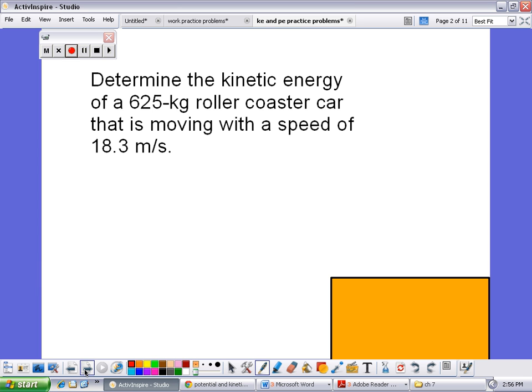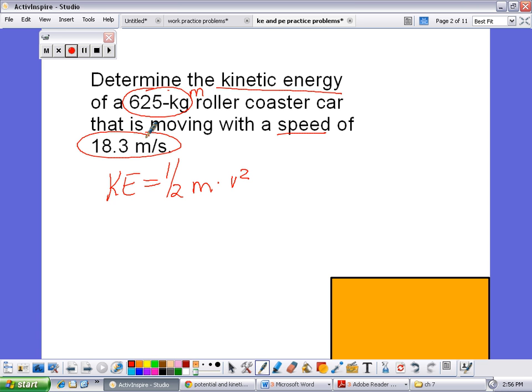So looking at this problem, it says determine the kinetic energy. So we are looking for kinetic energy, so we know that we are going to use KE equals 1/2 mass times velocity squared. So look at the information that they provide in the problem. We have 625 kilograms. That is our mass, m. And then we have speed, which is 18.3 meters per second. So that is our v.